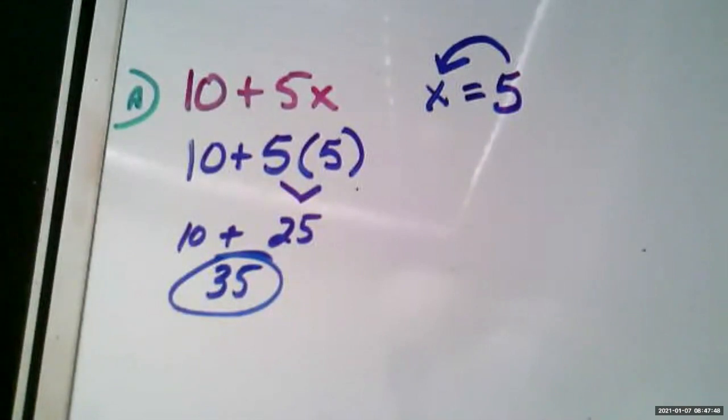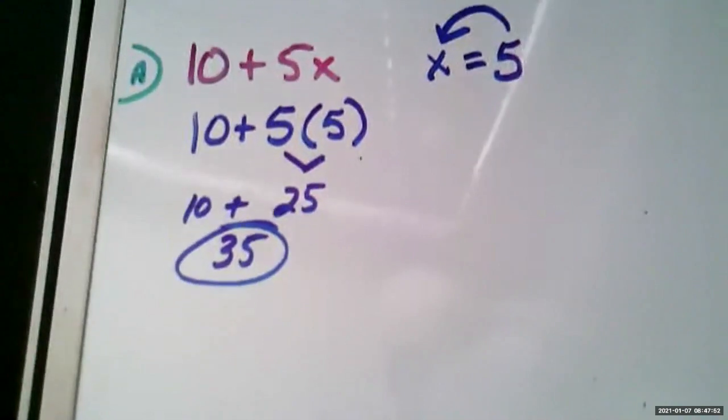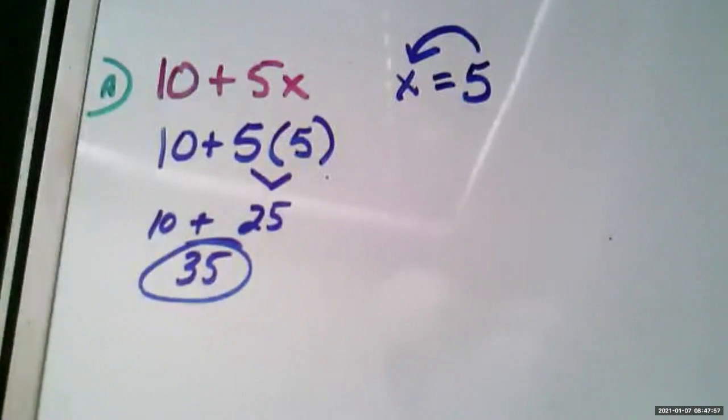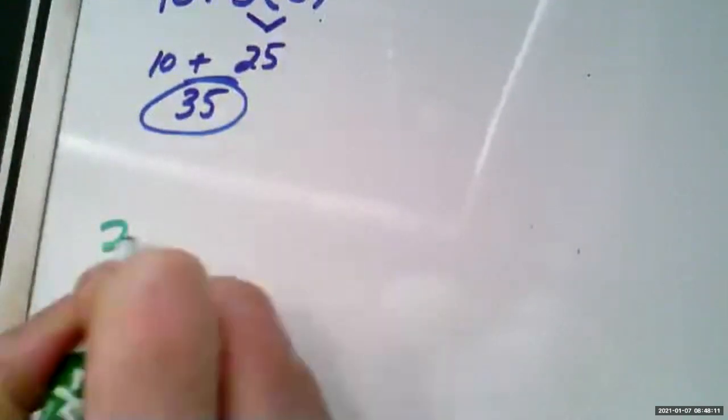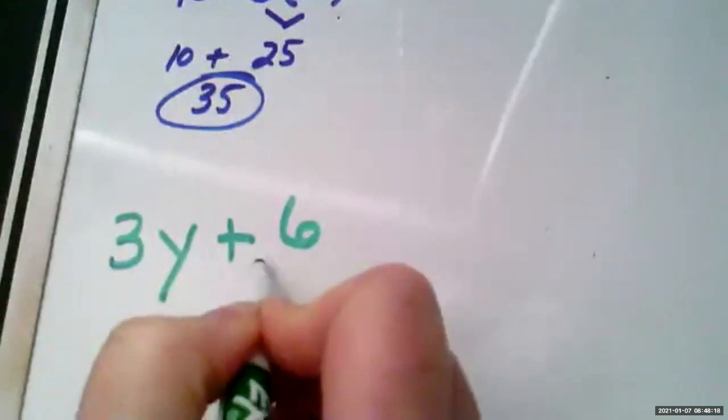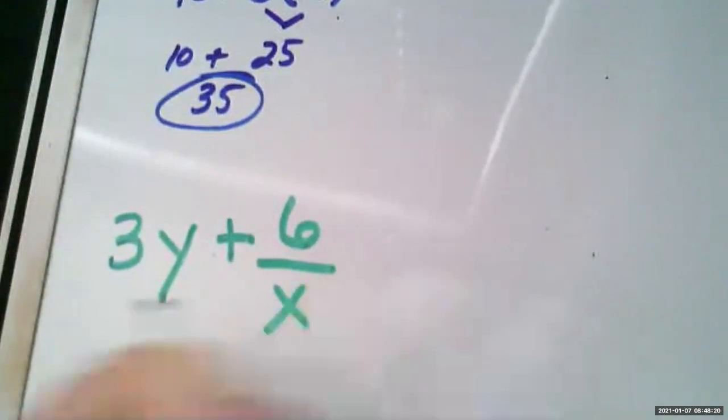Earlier in the year, I know some of you were asking, can we do more of these? These are kind of fun, where you get to fill in the numbers for the letters. So now that you're more familiar with the vocabulary, you will be solving some of these, and they'll start getting a little bit more difficult. For example, let's do this one. How about 3y plus 6 over x?